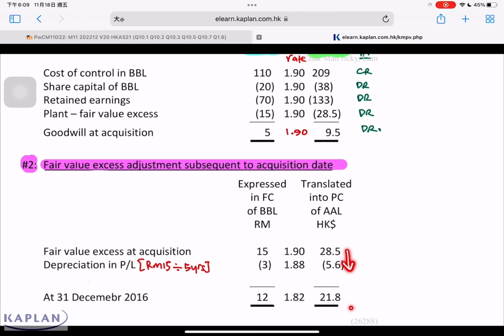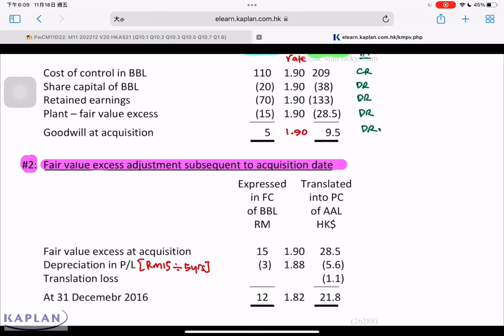The next step is to calculate the balancing figure. 28.5 minus 5.6 is equals to 22.9. 22.9 we must adjust to 21.8. There's a difference of 1.1. It's a minus. Reduce assets. It should be a loss. This represents a translation loss.